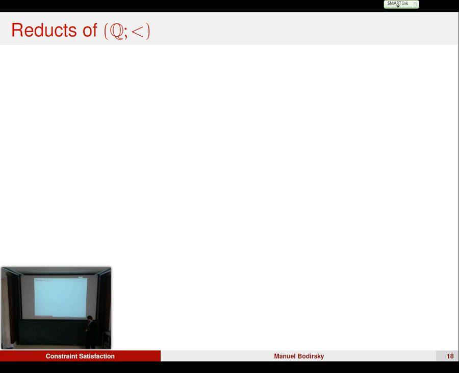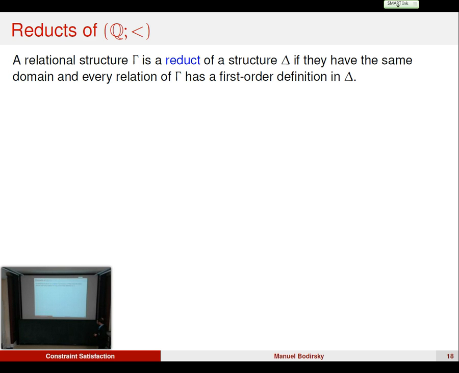All right. So I want to show you that this very same approach is also useful for omega categorical structures. For some classes, this really leads to a complexity classification. For instance, for reducts of Q. So what is a reduct? You start with a structure delta, and you say a relational structure gamma is a reduct of it if gamma lives on the same domain, and all relations of gamma are first-order definable in delta. Then gamma is a reduct of delta.